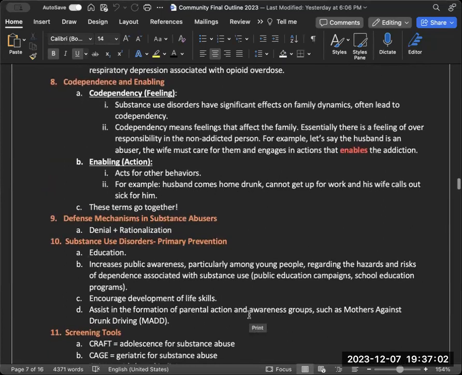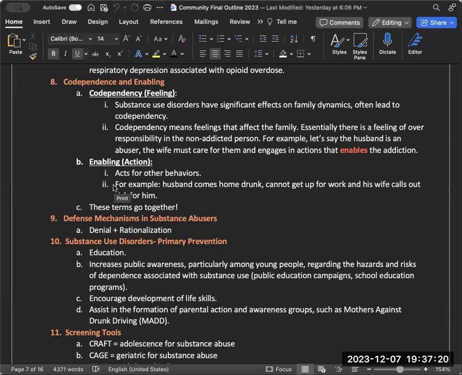Does anybody have anything else to add for that? No. Okay. So the next thing is codependency and enabling.